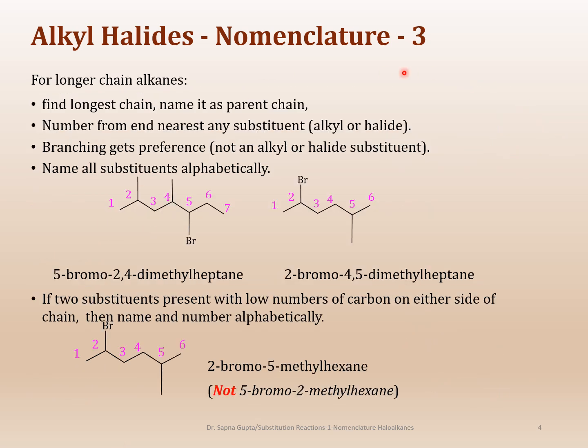Some more. If you have more substitutions, then you follow the rules that you know from before. Find the longest chain, then you number from the nearest substituent. Again, branching takes preference. So this is the proper way, not from the right hand side but from the left hand side. So go ahead and number from here, but then again you have to name it alphabetically. All right, so 5-bromo-2,4-dimethylheptane. That's how you would do it.